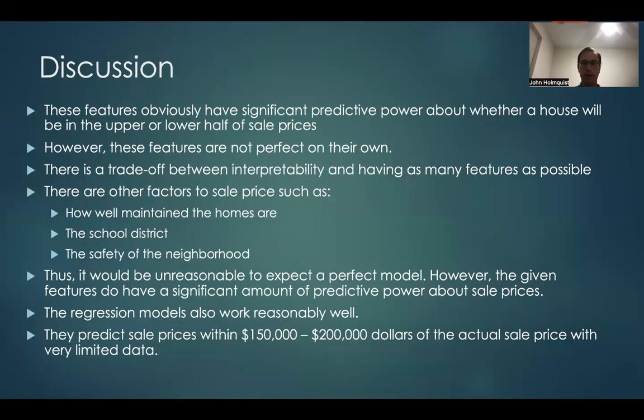These features obviously have significant predictive power about whether a house will be in the upper or lower half of sale prices, but they're not perfect. And there's definitely a trade-off between interpretability of a model and having as many features as possible. There are other factors to sale price, such as how well maintained the homes are, the school district, and the safety of the neighborhood. So without those features, you can't really expect to have a perfect model. The regression models also work reasonably well. They're not perfect, but with pretty limited data, predicting sale prices within $150,000 to $200,000 isn't too bad.